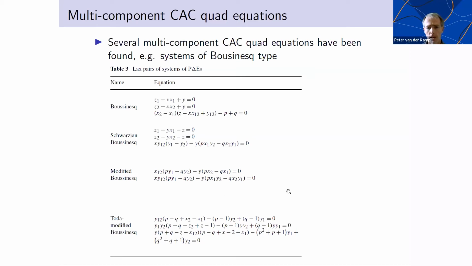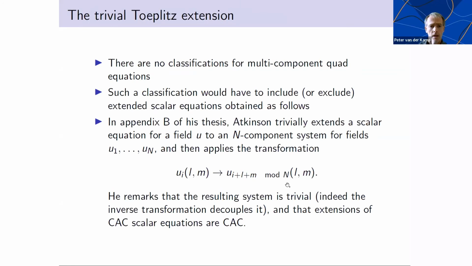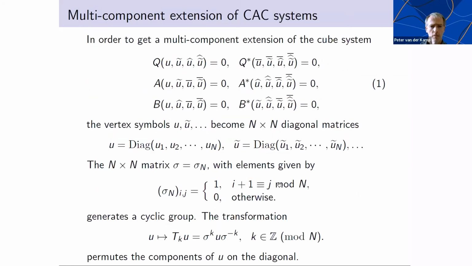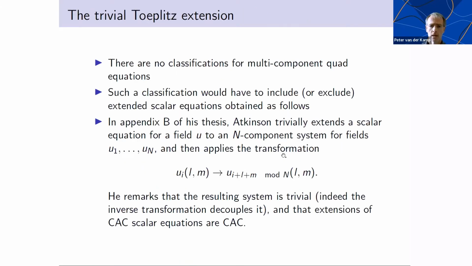And then we came up with the idea of multi-component extensions of CAC systems. Then we wrote a paper, and then a referee made this remark that actually a special case of this generalization was already in James's thesis, and he called it the trivial tuplets extension.